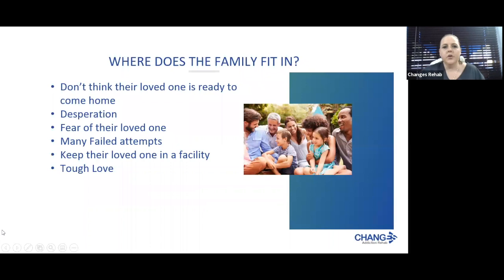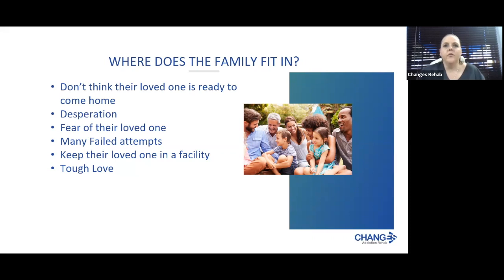Okay. So where do we think the family fits in this situation? Again, as I mentioned earlier, if your loved one is in treatment, but you don't feel that they're ready to come home, you can implement a court order at any point of their treatment process. As I mentioned as well, it's the desperation. Like, I need to save my loved one by whatever means necessary. And like I said, it's generally the last resort because you've tried everything else and nothing else has worked, and you're desperate to get your loved one into treatment.